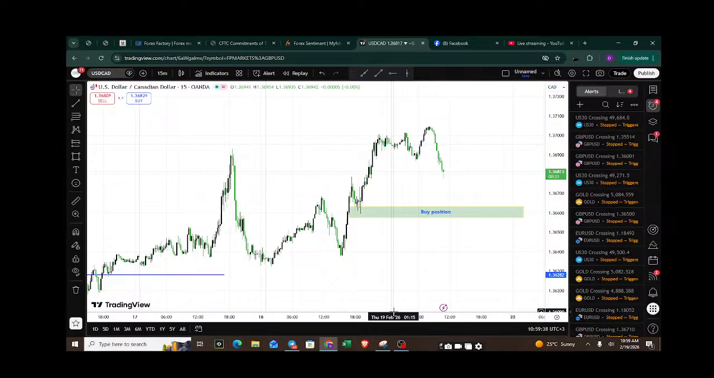So USD CAD, the best buy position will be at 36.60. 36.60 will be my buy position for GBPUSD.